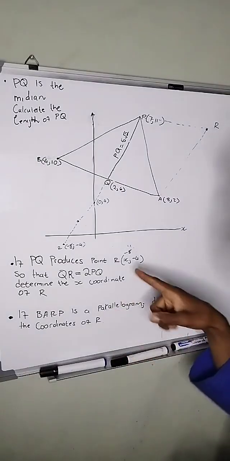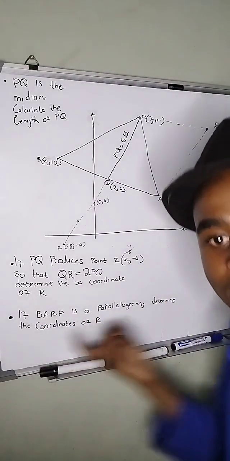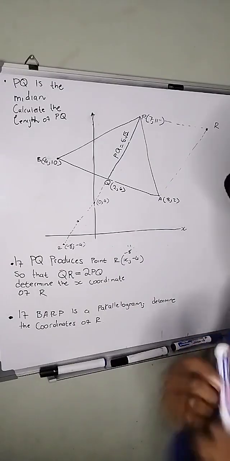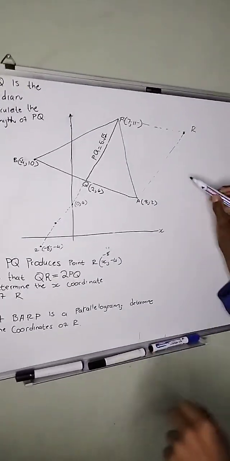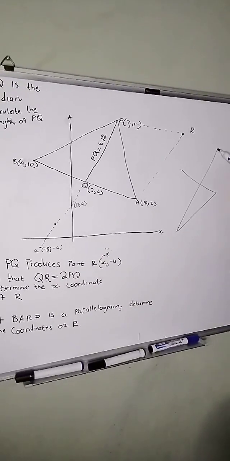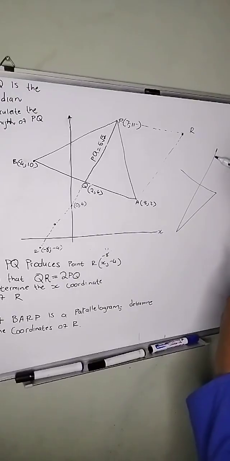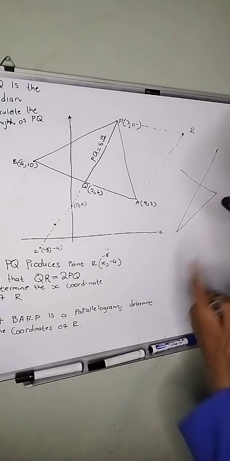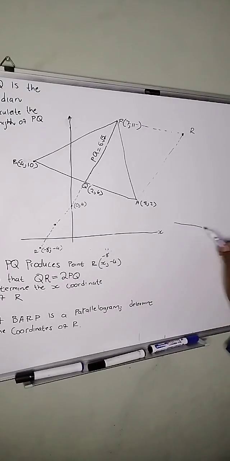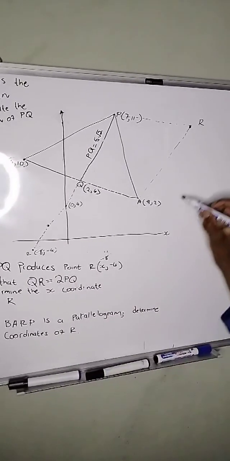It doesn't mean the coordinates are still the same as the previous question. Shift your eyes to this question. Because if I construct it and my R is here, BARP gives me something that doesn't make sense. This is not a parallelogram. It is more or less a kite. But if I'm trying to make sense of this question, they're saying BARP.